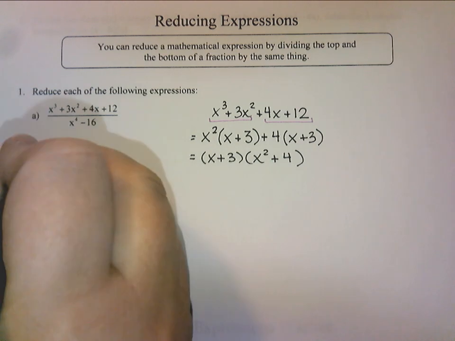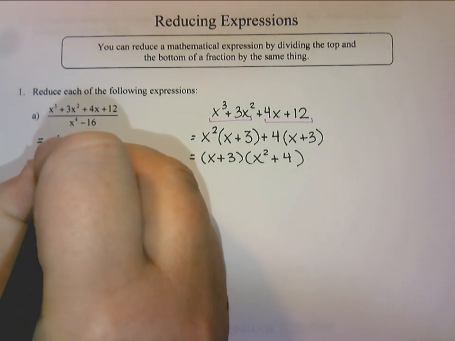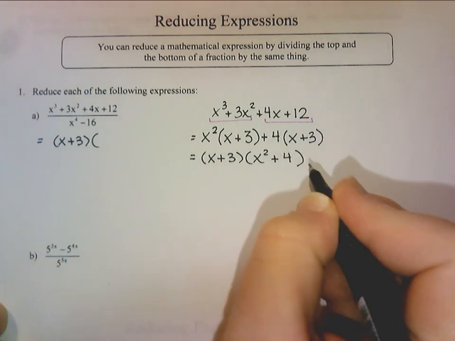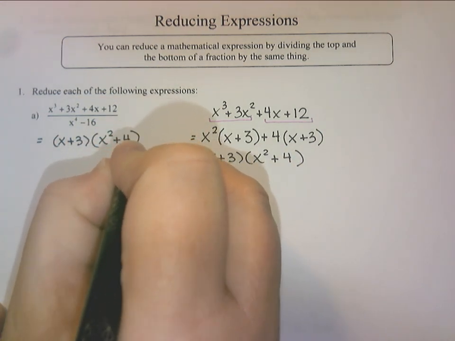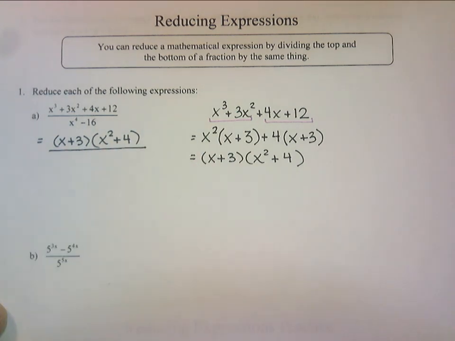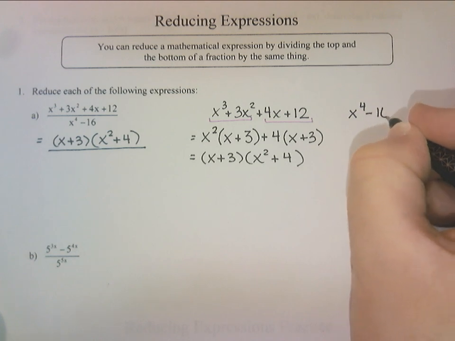So I'm going to replace my numerator with x plus 3 times x squared plus 4. And then for my denominator, I'm going to take that off to the side as well. So I have x to the 4 take away 16.